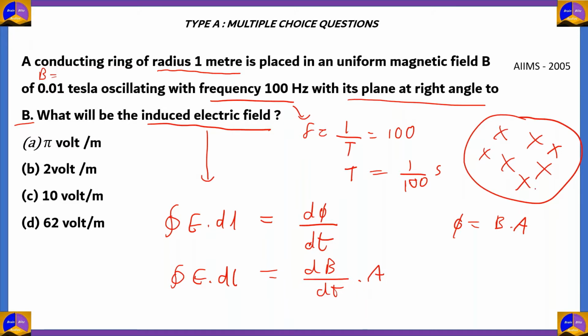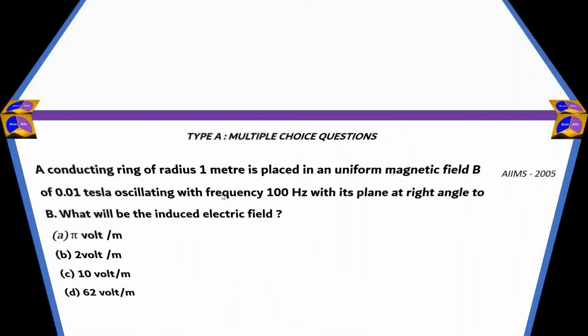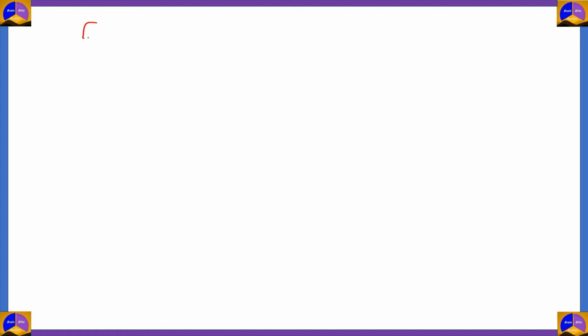Now here we're looking at a conducting ring. The conducting ring means the wire is along the circumference of the circle of radius r. So it is the circumference. So we can say that the electric field times 2 pi r is equal to the area, which is pi r square, times dB divided by dt. So let's calculate the values of dB and dt.